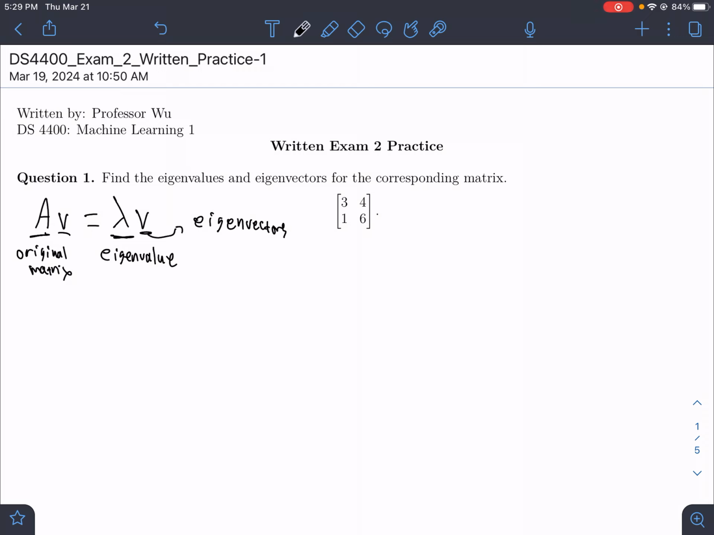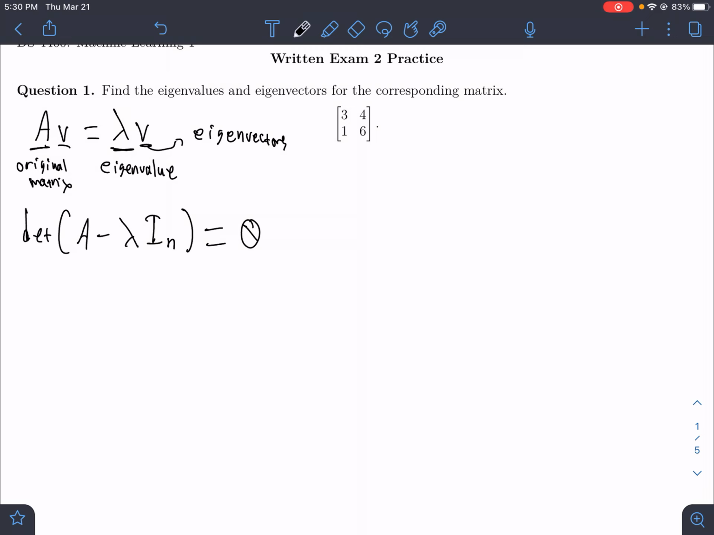What you do is you take this determinant of A minus lambda I sub n, and you set that equal to 0. By solving this equation, you will find the eigenvalues. So let's perform this equation. I sub n is the identity matrix, and A minus lambda I sub n is simply A with all entries on the diagonal having lambda subtracted from them.